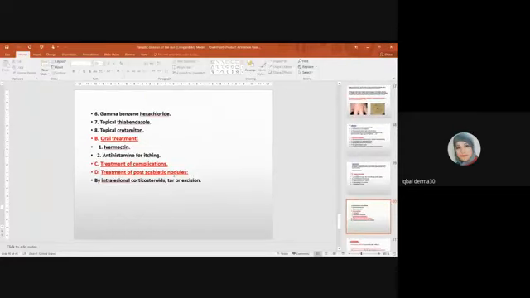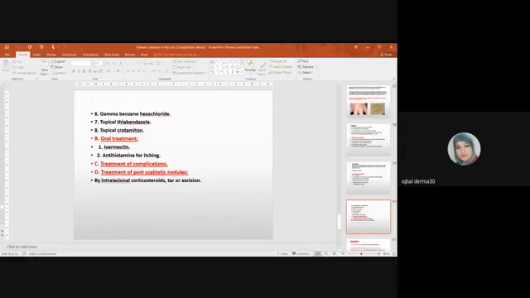Also gamma benzene hexachloride and topical thiabendazole and others. For oral therapy, also ivermectin. We said ivermectin is licensed by the FDA for scabies, but we also used it in pediculosis. Antihistamine is used for itching and treatment of the complications. We said if there is secondary bacterial infection we use antibiotics, and if there is eczematization we use mild steroids and others.